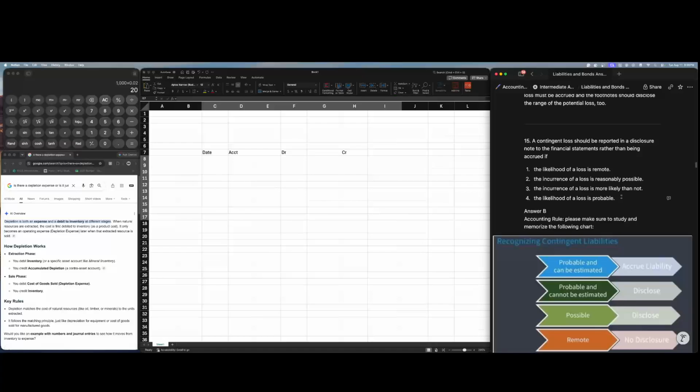A conditional loss should be reported in a disclosure rather than written in if it's not estimatable, but it's reasonably possible.